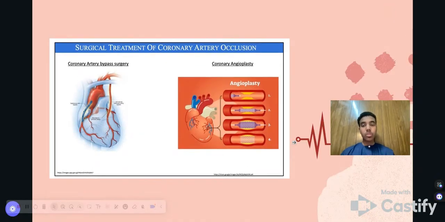Surgical treatment of coronary artery occlusion: you have coronary artery bypass surgery and coronary angioplasty. In the bypass surgery, you use a vein from the leg. I think we've already talked about this in previous lectures. Basically, you take a vein and make a different route for the blood to go through because the artery is blocked. Angioplasty is when you put a catheter in, and that catheter has a balloon. That balloon makes a stent, and that stent keeps the arteries open.